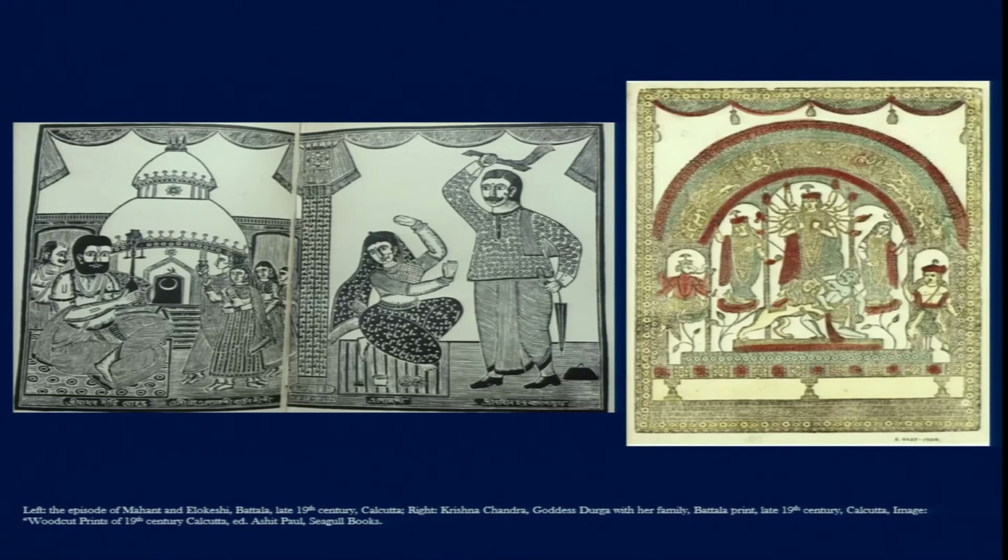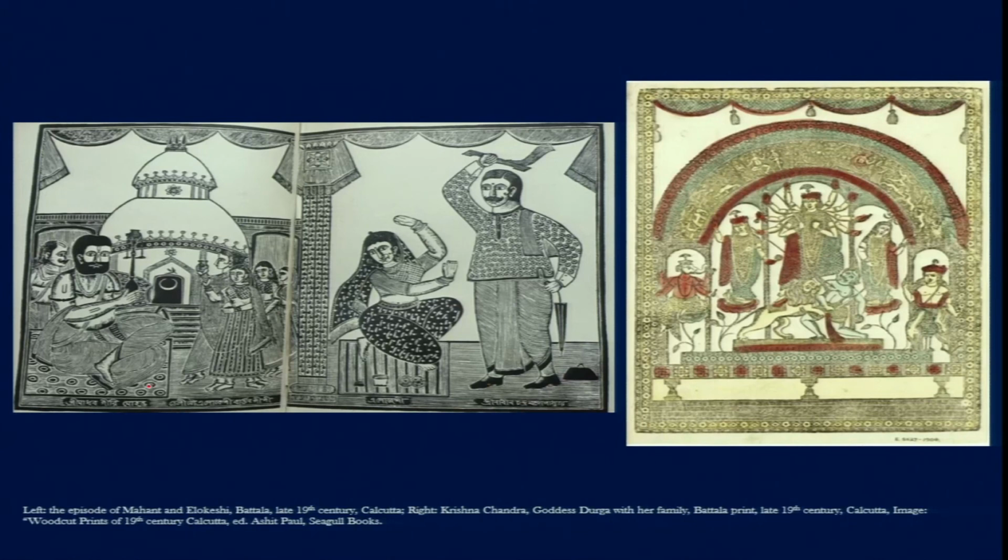That is something that shows how these themes were widely appreciated, and as I have already mentioned, the Batala prints were made for mass consumption, and this kind of popular stories were made into these prints, and they were sold widely. So in this one we can see how this Mohanto Elokeshi story, and different episodes of the story, were made into different prints, right?